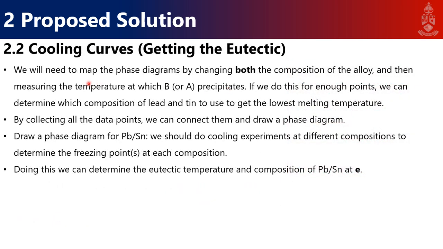So, cooling curves. We will map our phase diagram by changing the composition of the alloy and measuring the temperature of A and B on their own, in other words, tin and lead on their own, and then some specific mixtures in between, to get our specific graph. By collecting data points, we can then connect them and draw a phase diagram from them.